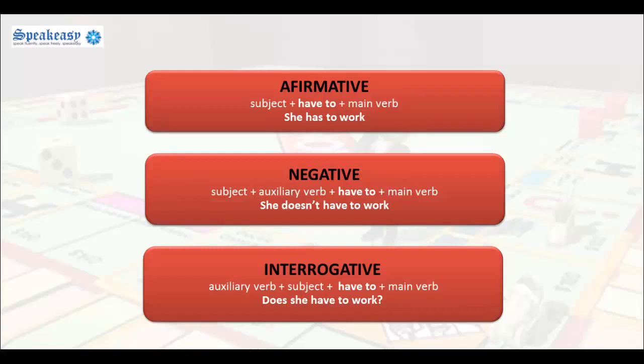So we look at the structure for sentences using have to. In the affirmative, the subject plus have to plus the main verb. She has to work. In negative sentences, the subject plus an auxiliary verb plus have to plus the main verb. She doesn't have to work. And in questions, the auxiliary verb comes first, followed by the subject plus have to, and then the main verb. Does she have to work?